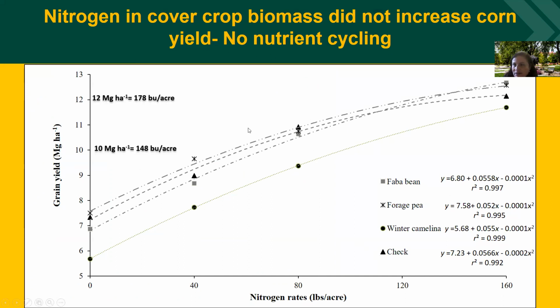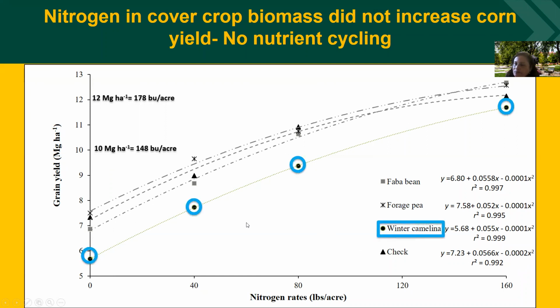In the following year, where we have these cover crop plots, we planted corn, but also we had different nitrogen rates to be able to test if some of the nitrogen from the cover crop was cycling to the corn. So we had 0, 40, 80, 120, and 160 pounds of nitrogen per acre. And then each one of these lines is one of the cover crops.